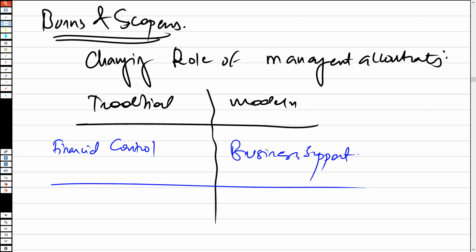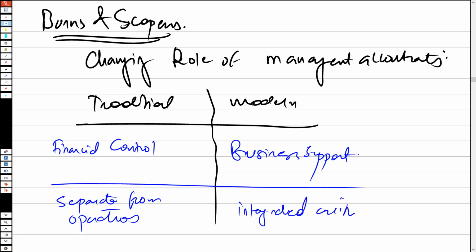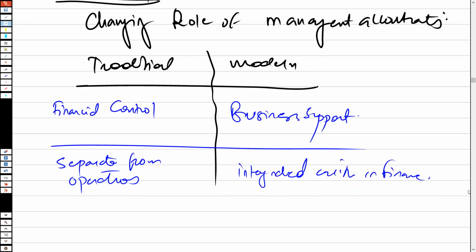Similarly, in the traditional organization, the management accountant function was basically separate from business operations. It was more of a costing type of function. But now these functions are integrated within finance.